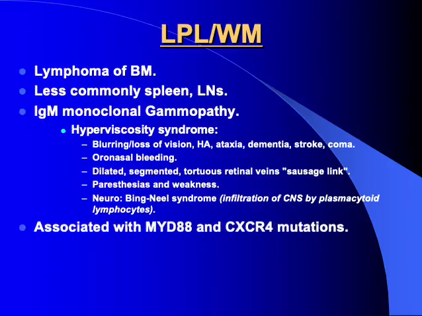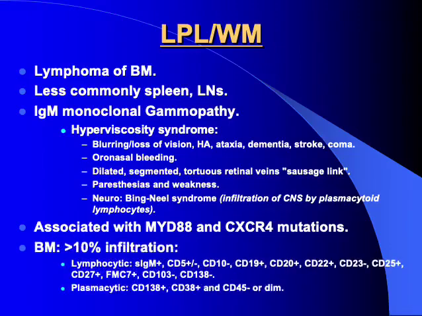Waldenstrom macroglobulinemia is associated with very unique gene mutations, MYD88 or CXCR4. Testing is done if the diagnosis is questionable. To confirm or rule out the disease, you could use these gene mutations. The bone marrow is typically involved by more than 10% with the lymphoma cells, either lymphocytic or plasmacytic cells, and here is the phenotype of those malignant cells listed.